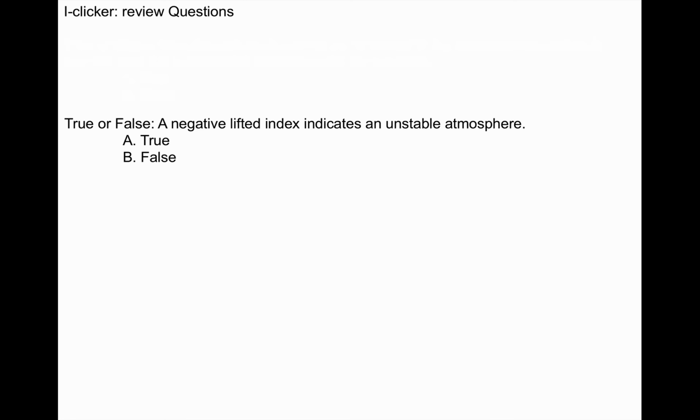Another question. True or false? A negative lifted index indicates an unstable atmosphere. What do you think? Well, hopefully you remember this, and that this is also a true statement. A negative lifted index does indicate an unstable atmosphere, one that can produce lots of thunderstorms.